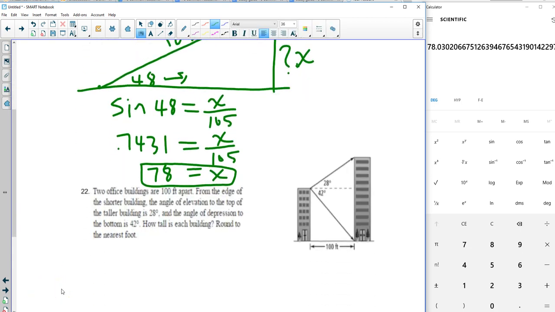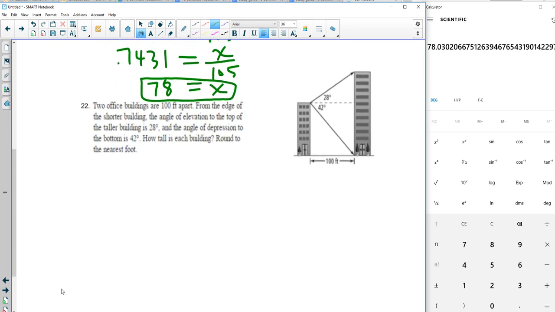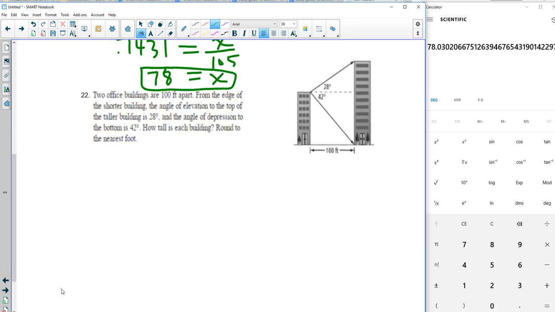All right, this is the last problem. And this problem has two parts. Let's say the two office buildings are 100 feet apart. So this tells us it's 100 feet apart. They got that drawn right. The angle from the edge of the shorter building to the top of the taller building is 28. So this is an angle of elevation. This is an angle of depression.